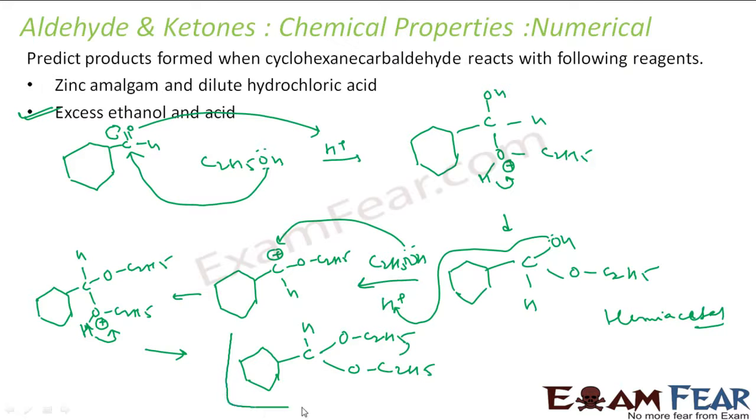This is my output, and this is the answer. So if you have excess ethanol, you will get acetal, and this is acetal. This was hemiacetal, and you get acetal if you have excess alcohol.